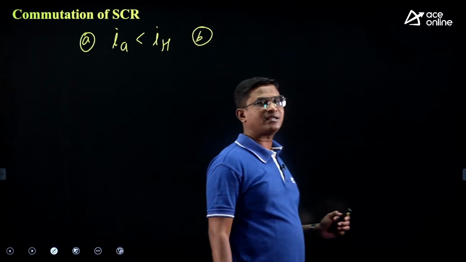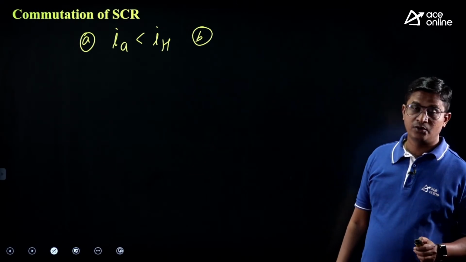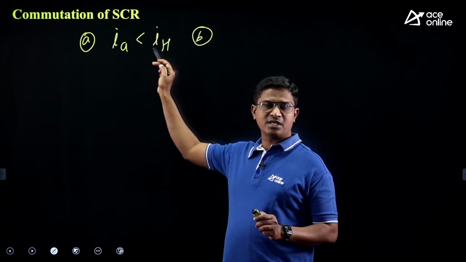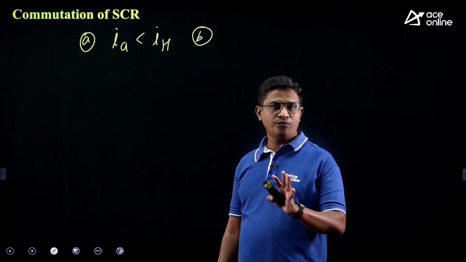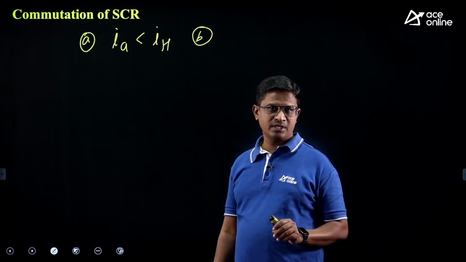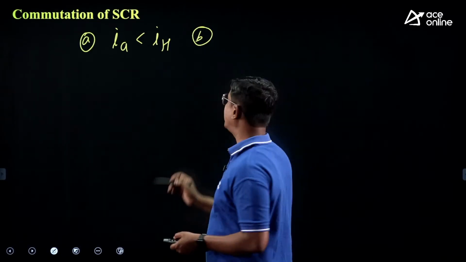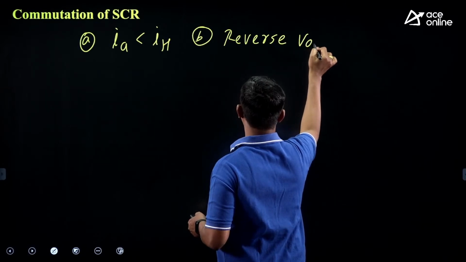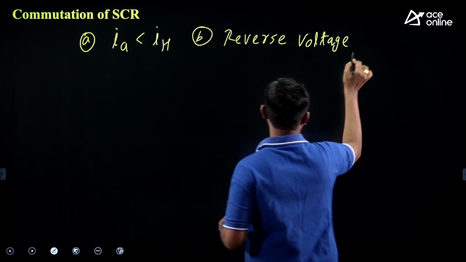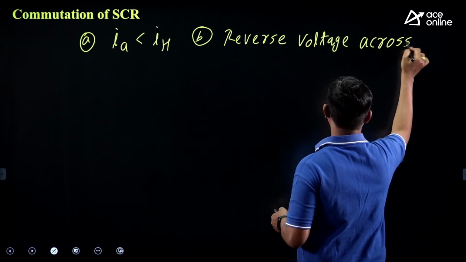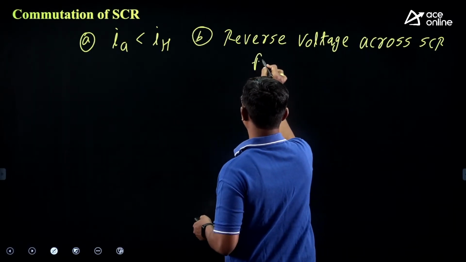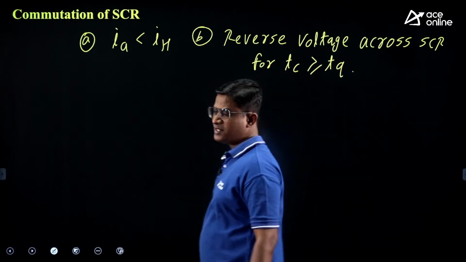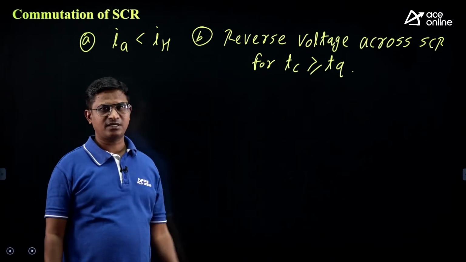And recall the dynamic characteristic of SCR during turn off. There we have the conclusion that only reducing the SCR current below the holding current value will not turn off your SCR successfully. So after this, we need to maintain reverse voltage across SCR for time TC, that should be greater than or equal to TQ. TC means circuit turn off time. TQ means device turn off time.